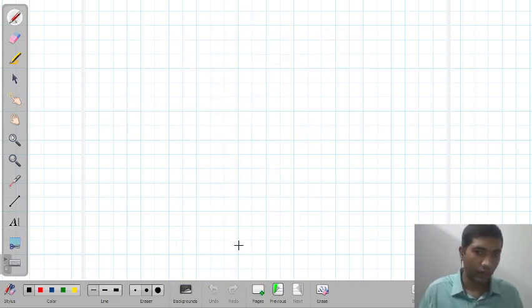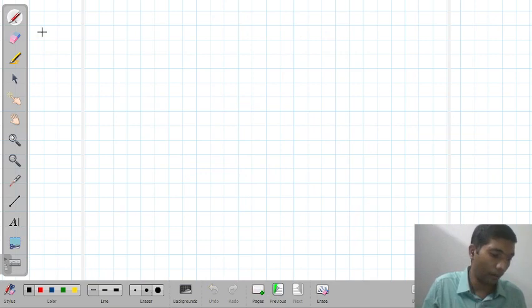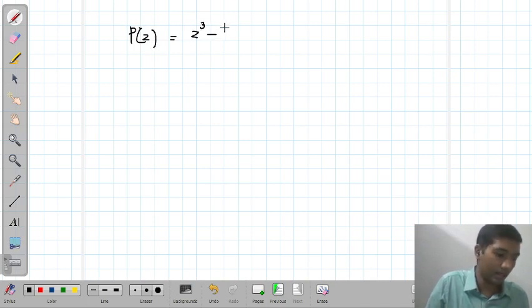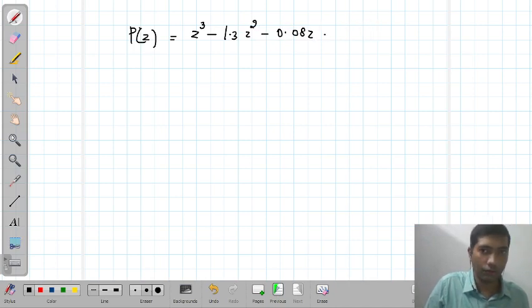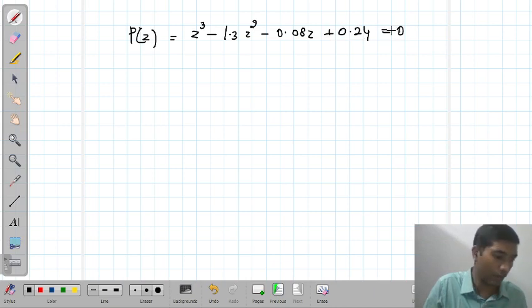So I'll quickly write a problem. Suppose you are given the characteristic equation P(z) = z cube minus 1.3 z square minus 0.08 z plus 0.24, and this is being equated to 0.